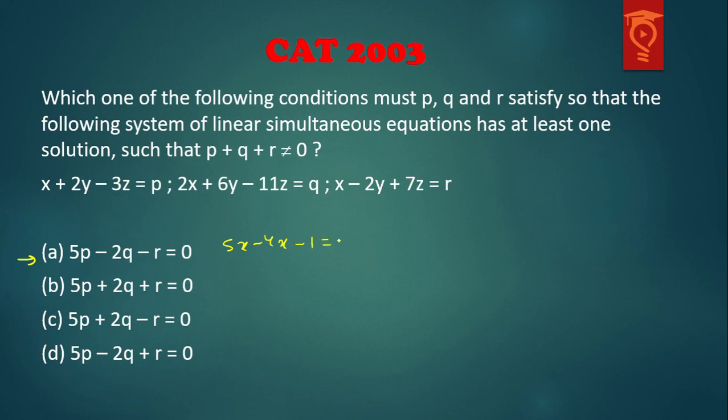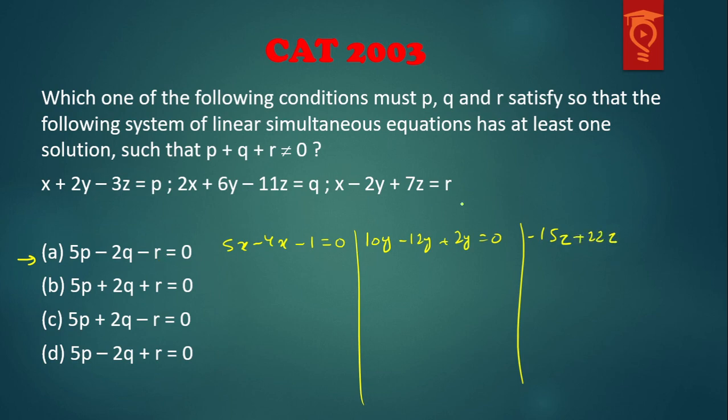Yes, x part is becoming 0. Let me quickly check for y then. 5p would mean 10y, minus 2q would mean minus 12y, and minus r would mean plus 2y. Yes, this is also becoming 0. Wonderful. Let me just quickly check for z then. If it works out for z also, I think I have found my answer. So 5p means minus 15z, minus 2q means plus 22z, and minus r means minus 7z. Bingo, this is my answer.